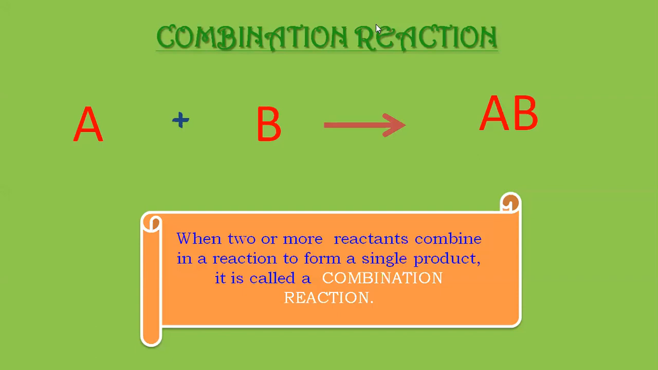So the definition of combination, once again, I want everyone to repeat. Come on, quickly. When two or more reactants combine in a reaction to form a single product, it is called combination reaction. So A plus B gives me AB.